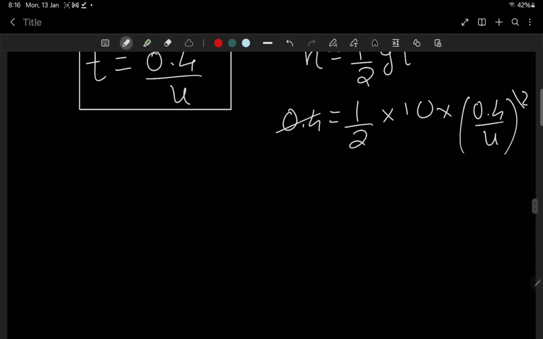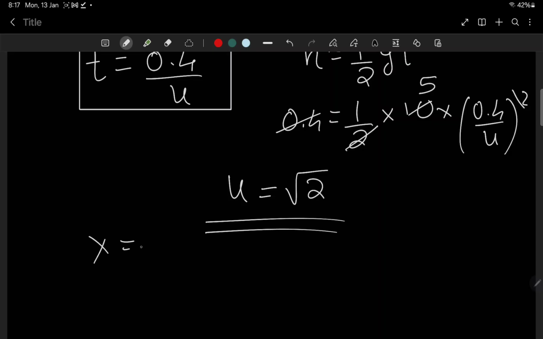1 cut, 1, 5 into 0.4 we get 2. So that we are getting is, once again, let me take the question. We need the answer in the form of root x. So u is equal to root 2.